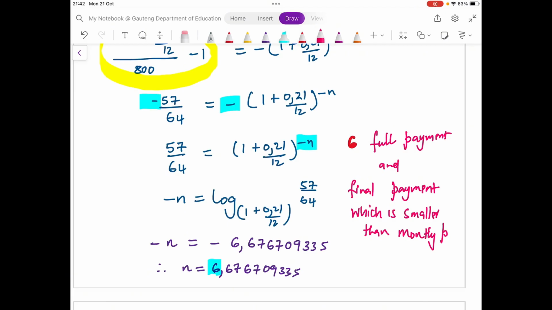So now, in total, this person will make 7 payments. Here, I am not rounding off. So these 6 represent full payments, and the decimals here represent the payment that is smaller than the payment that is being made every month. So 6 full payments and 1 payment that is not full. So in total, there are 7 payments, but the payments that are full are only 6.